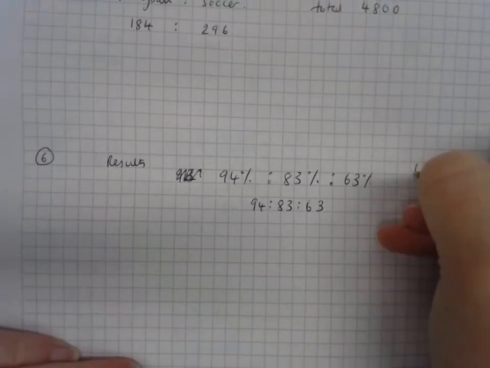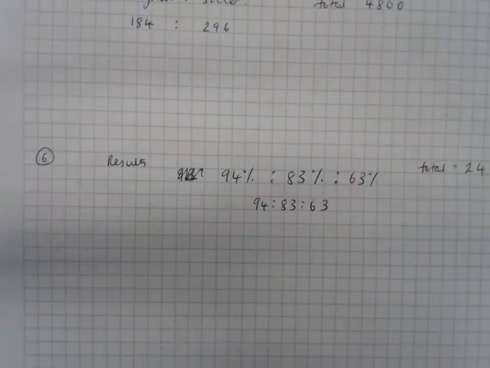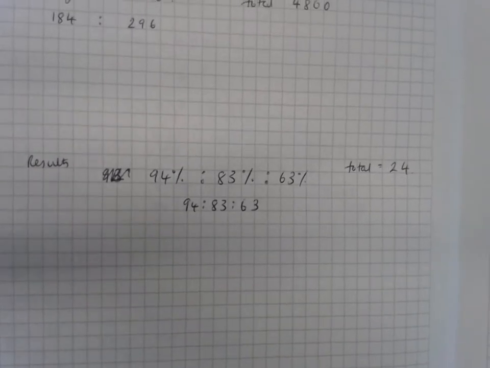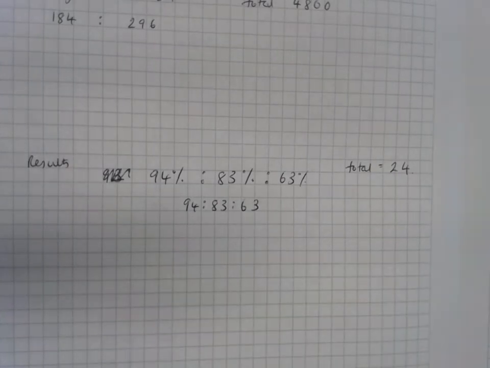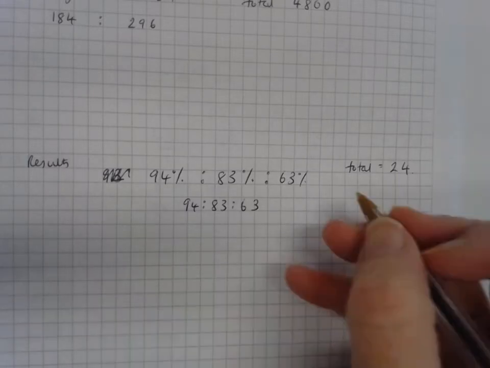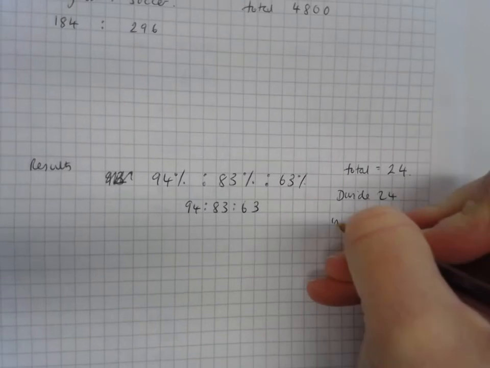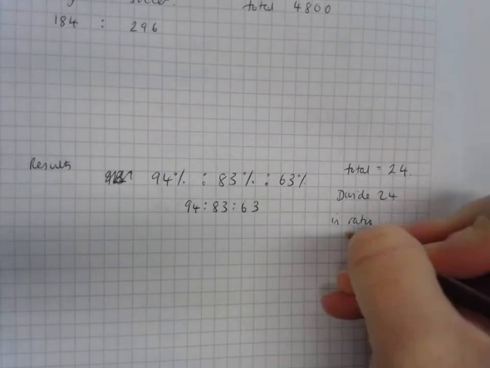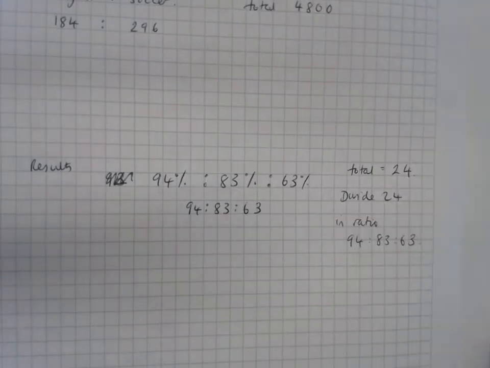So all these questions are basically the same, aren't they? We've just got a big amount of money or a big amount of something, and we're trying to divide it according to a ratio. The only thing that's different is that the ratios are a bit weird in parts, so they're strange numbers, but other than that, the method is going to be the same. So we're dividing 24 in the ratio 94 is to 83 is to 63. Okay, so I won't continue that one now. You should be able to continue that yourself.